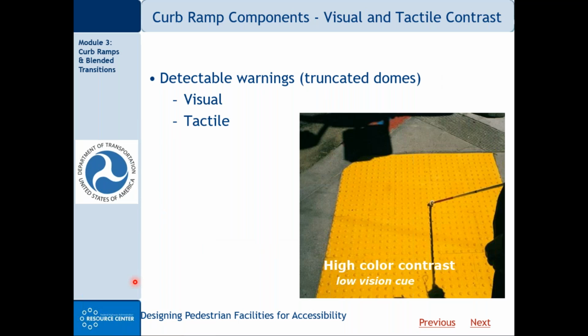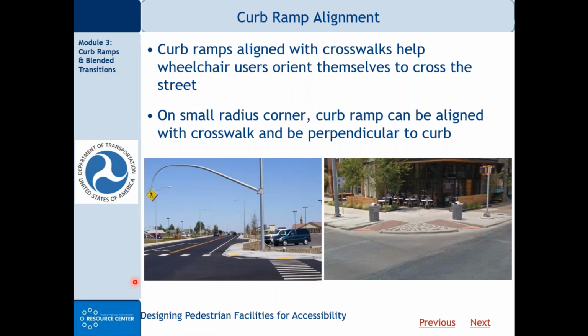That is to provide a visual. There needs to be color contrast, but also a tactile cue to the visually impaired that they are about to enter the street. And we'll talk more about detectable warning surfaces and how to use them. But let's look at some curb ramp basics first, maybe before we get into the actual requirements.